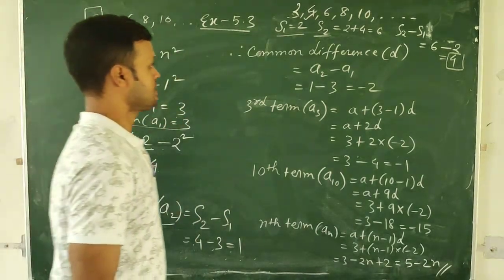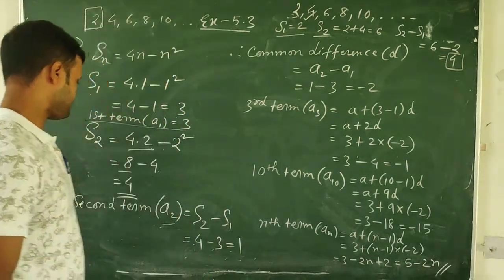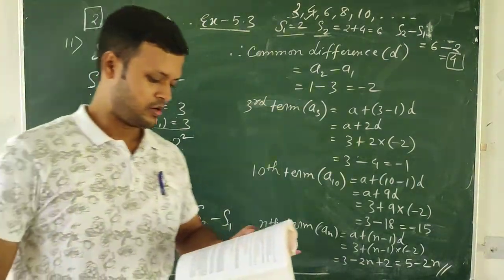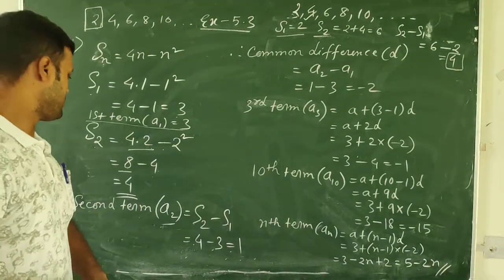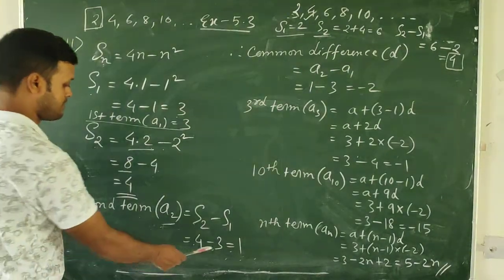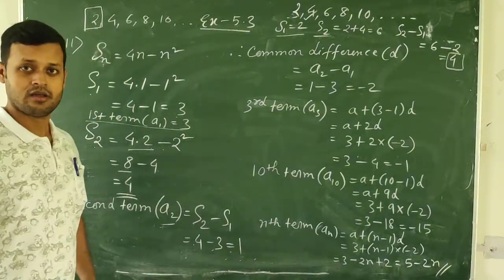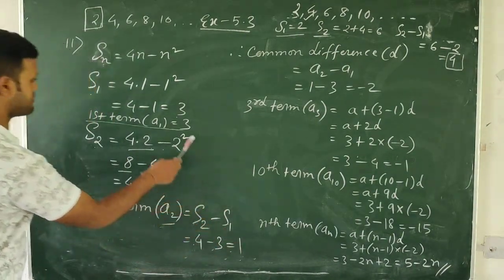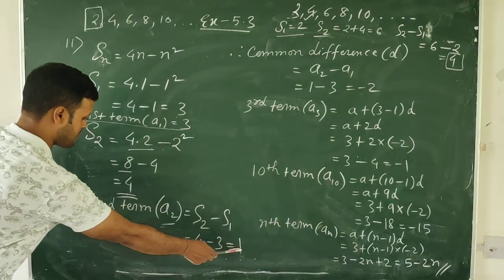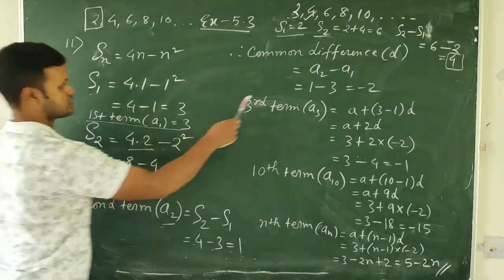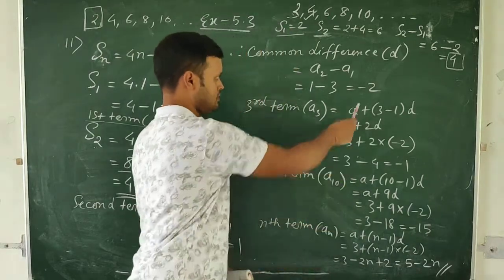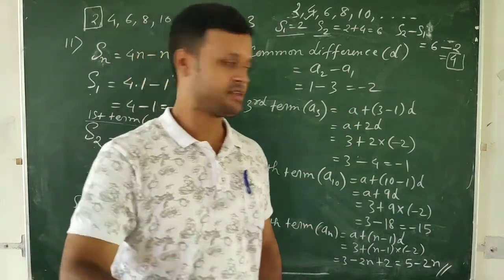Now common difference we will find out, students. How to find out the common difference? Common difference will be second term minus the first term. What is the second term, students? Second term is 1 and the first term is what? 3. Second term is 1 and first term is 3. So 1 minus 3 is how much? Minus 2. So what is the common difference, students? Common difference is minus 2.